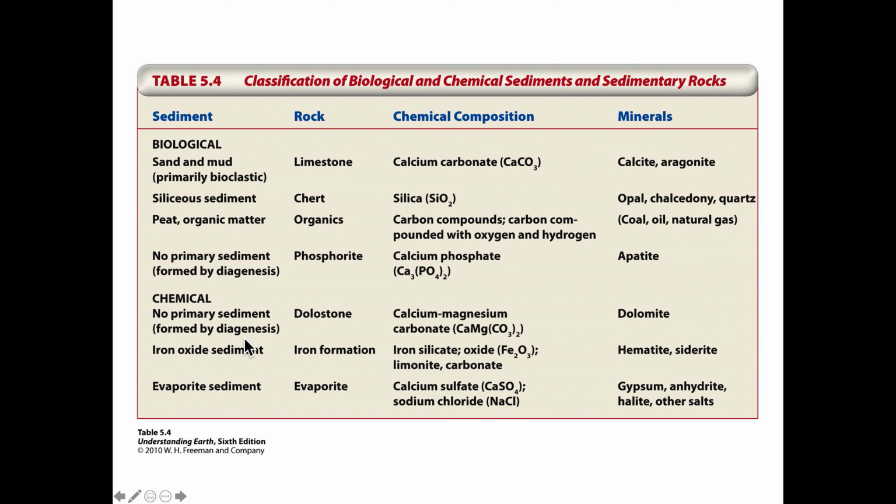Chemical rocks that have no primary sediment include dolostones that we just discussed, iron oxide sediment that we also discussed, and evaporites. Again, dolomite or dolostone is a calcium magnesium carbonate. It's not high magnesium calcite, it's a different mineral with this formula. The iron silicates and iron oxides have a general formula of Fe2O3. Those minerals would be hematite and siderite. Evaporite sediments can be sulfates and halides. So gypsum, anhydrite, halite, and other salts are what's left behind when the water goes away.